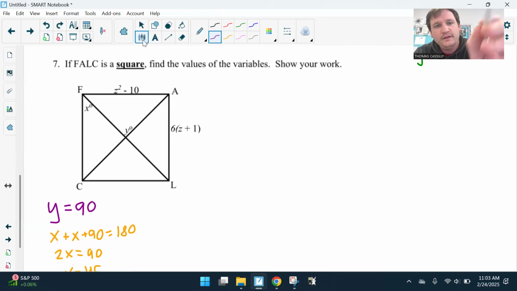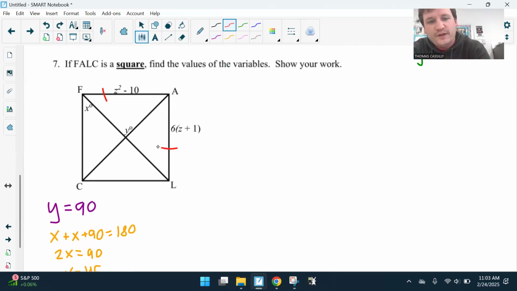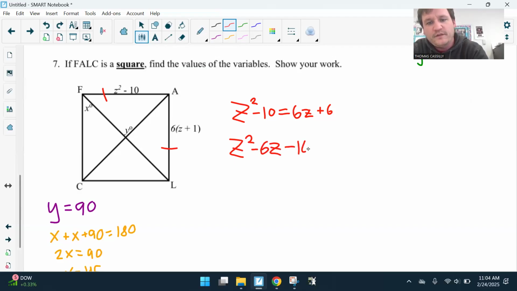And last one, z here. It's a square, so we know that those sides are going to be congruent. So I get z squared minus 10 equals, I'm going to go ahead and distribute that, so I got 6z plus 6. I got a z squared, I got some numbers, I got a z. I'm just going to put everything on one side. This is a factoring problem. z squared minus 6z minus 16, there you go, all equals 0. Let's go ahead and factor this.